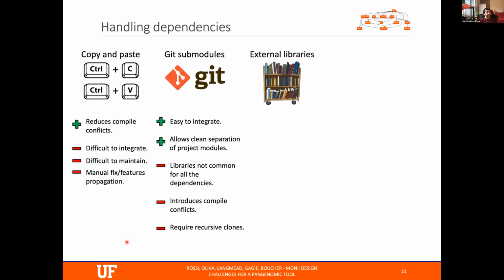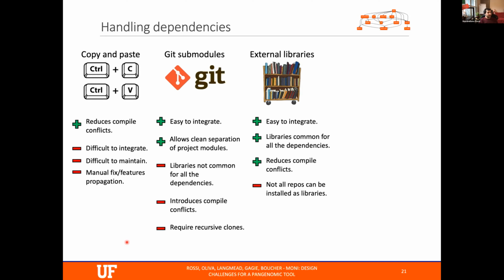The third method is to use external libraries. Those are easy to integrate, and the advantage is that libraries are common for all the dependencies, so you don't have two copies of the same library, and it reduces compile conflicts. But not all the repositories can be installed as libraries. Many times a library requires sudo privileges to be installed, and sometimes they also require strange CMake compilation arguments. So, again, they're not the easiest thing on earth.